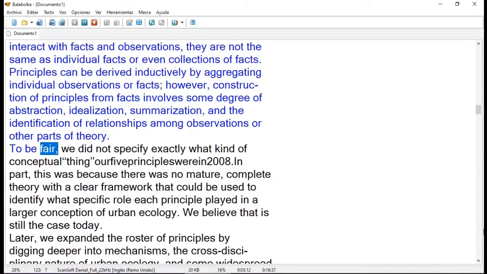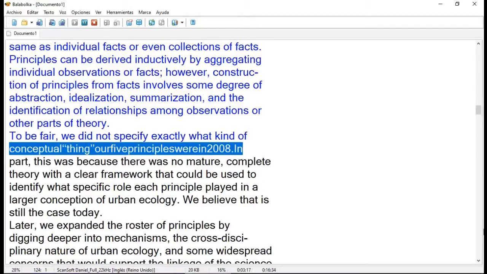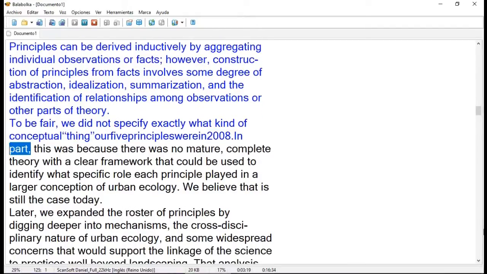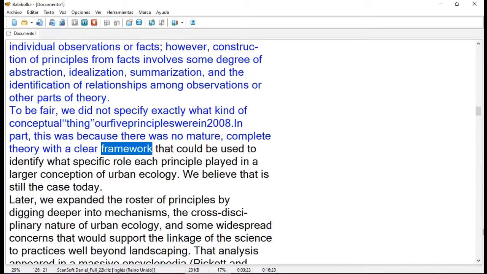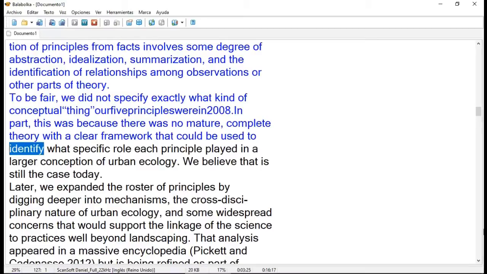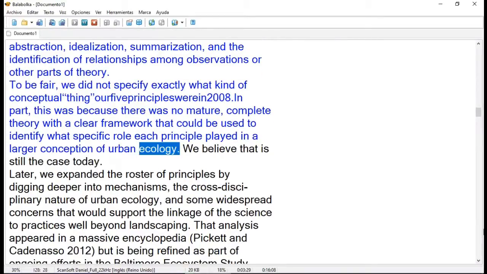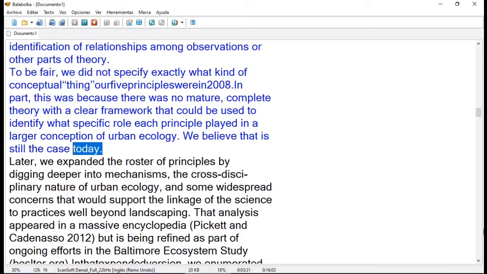To be fair, we did not specify exactly what kind of conceptual thing principles were in 2008. In part, this was because there was no mature, complete theory with a clear framework that could be used to identify what specific role each principle played in a larger conception of urban ecology. We believe that is still the case today.